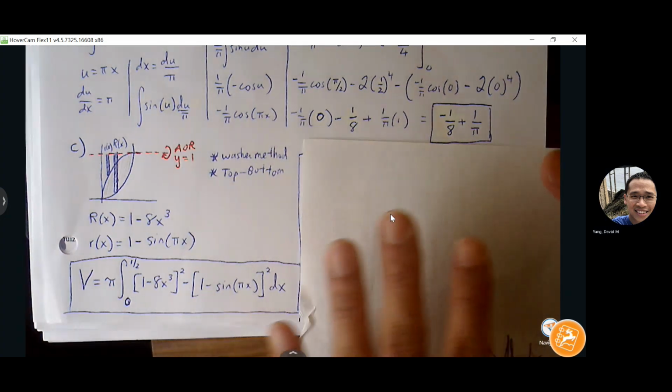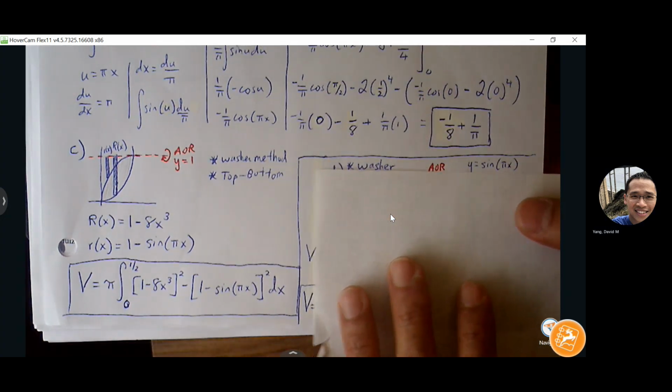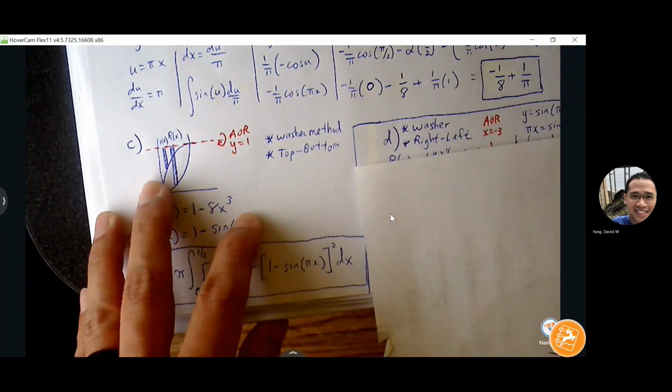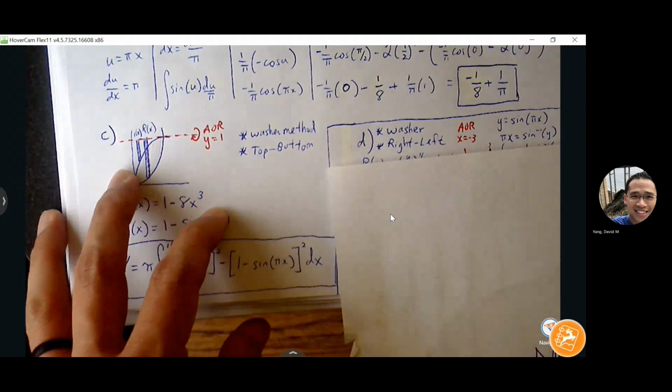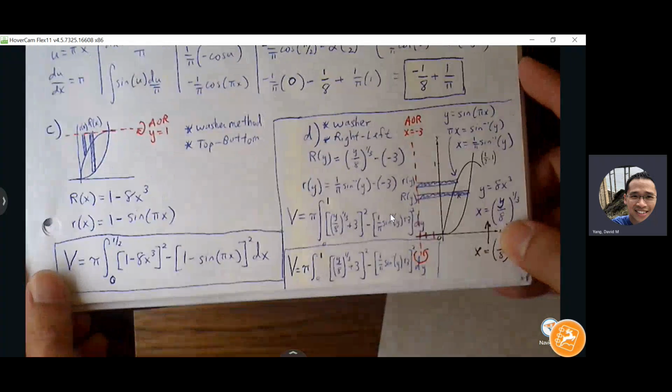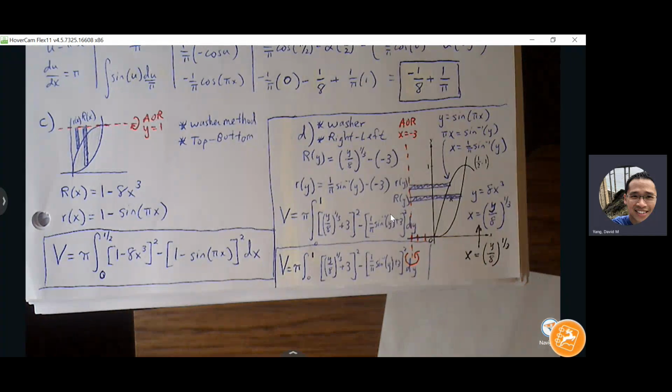Okay, part D. Part D is also washer method, but here it's a vertical axis of revolution. So we know that with a vertical axis, we have to take some additional time to rearrange the equations, right? We have to move things around, add, subtract, multiply, divide. We have to do whatever operations are required to move things around to get that x by itself.